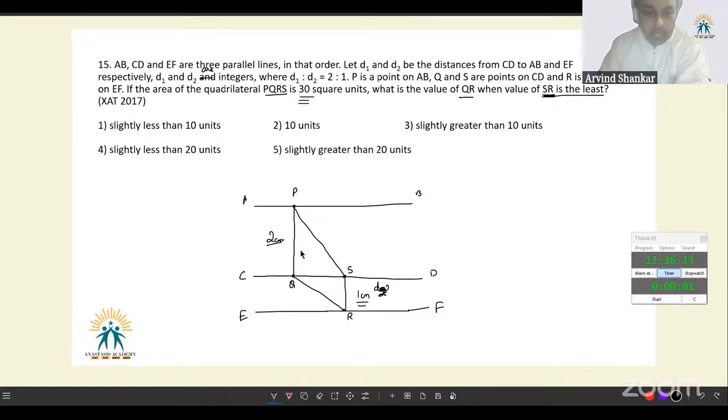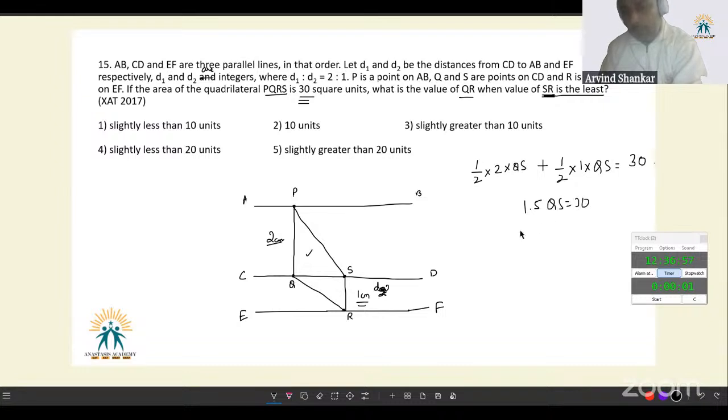So now, area of this triangle PQS would be half into 2 into QS, plus area of this triangle QSR would be half into 1 into QS. And this is told to us as 30 units, or 1.5 times QS is equal to 30 units, or QS is equal to 20 units. This length here is identified as 20 units.